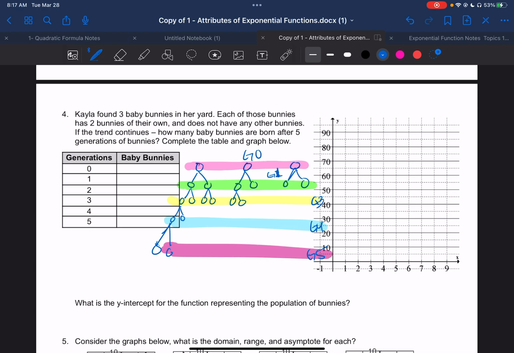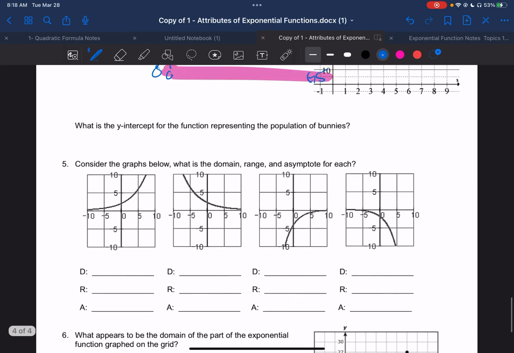So generation 0, the first starting one, has 3 bunnies. Right, this one right here. Then generation 1, which is after the first 3 bunnies, that's 6. And then you figure out how many go in yellow, how many are in blue, and how many in the dark pink. And that's how you do this. All right, guys, good luck.